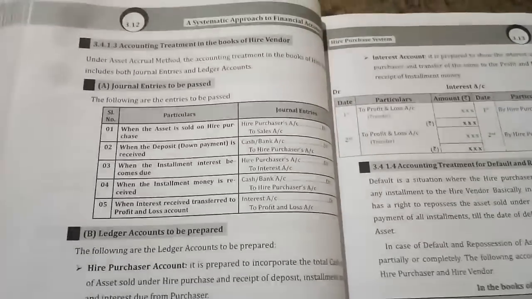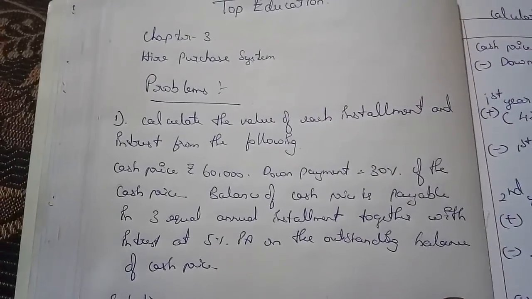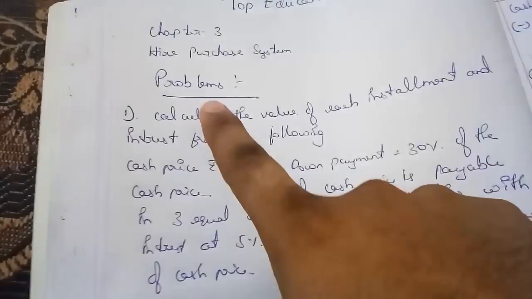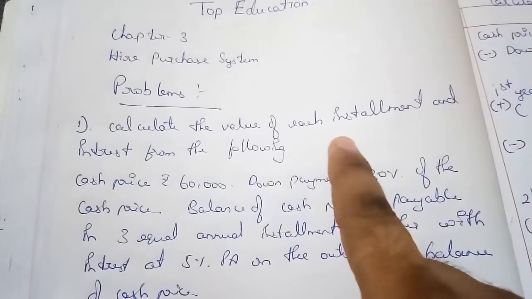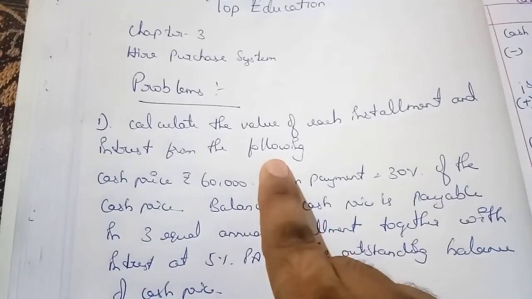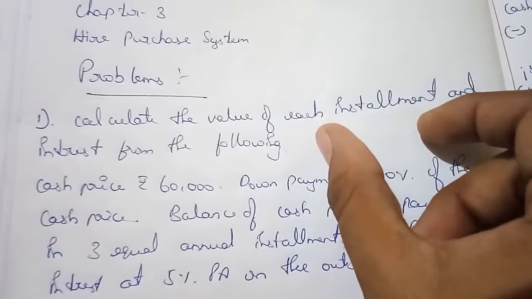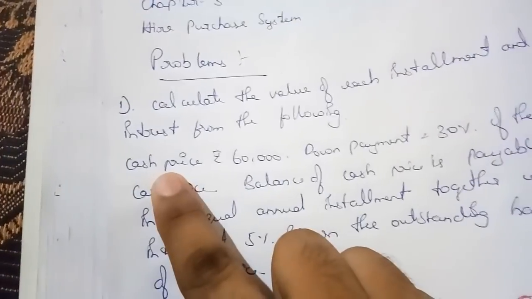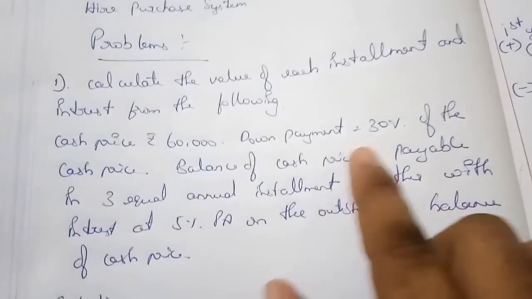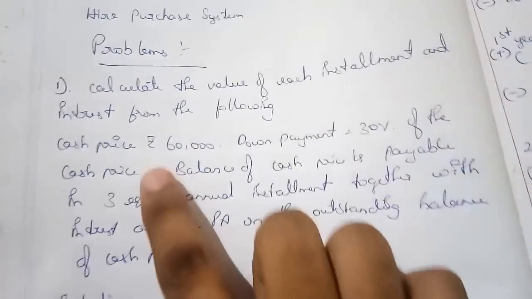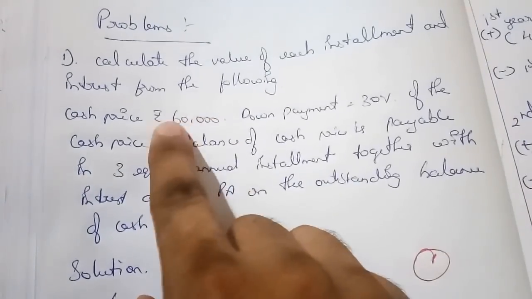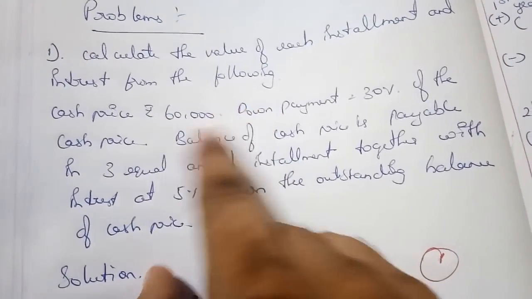So let's begin. Guys, let's start the sum. The problem here: calculate the value of each installment and interest from the following. Cash price is 60,000, down payment is 30% of the cash price. So 60,000 divided by 30 divided by 100.